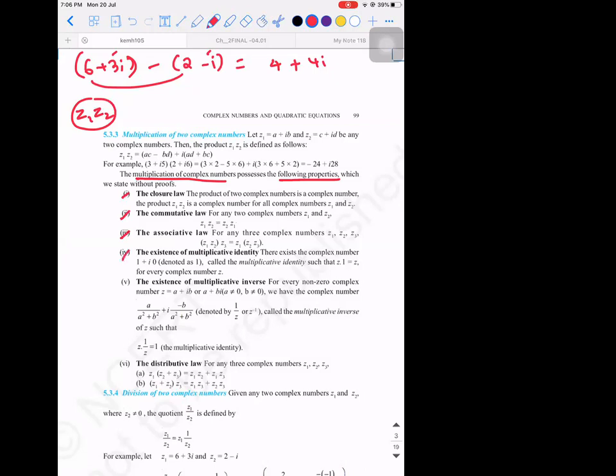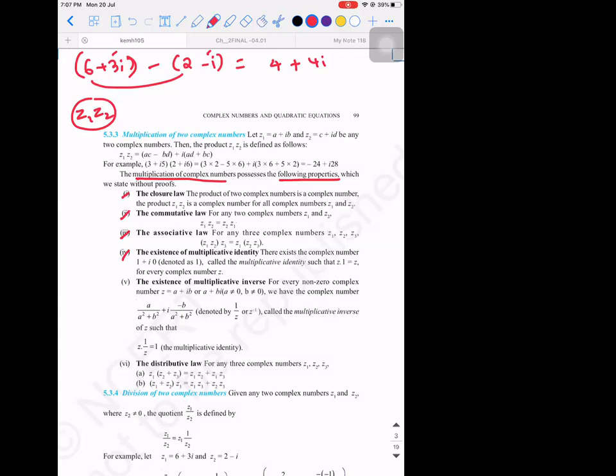The existence of multiplicative identity, this is very important. So what did I say additive identity is? What is additive identity? 0. So what is the meaning of it? When you add a number to a given number, you should get back the same number. So that is the additive identity.